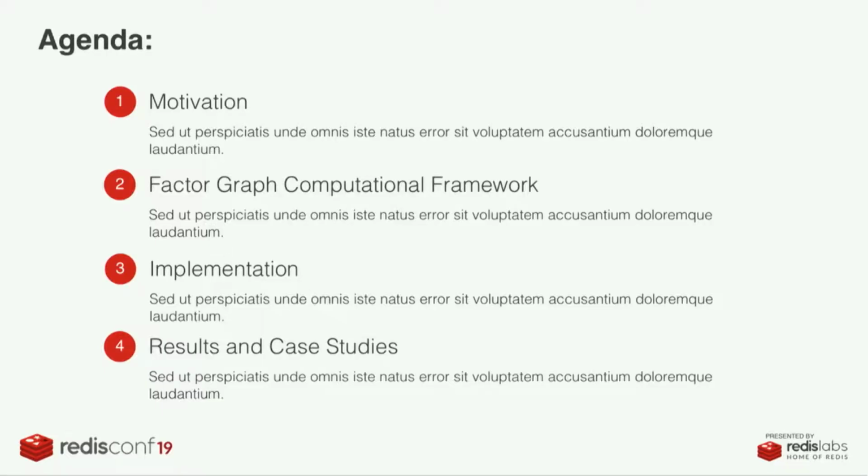So just a quick overview. I'll give you a little bit of motivation and a high level idea of where we're going with this work and what prompted us to get started. Then I'll talk about this factor graph computational framework that we created, how we implement it using Redis, and then also results and real-world case studies. And I haven't told you what this actually does yet, so just bear with me for a second.